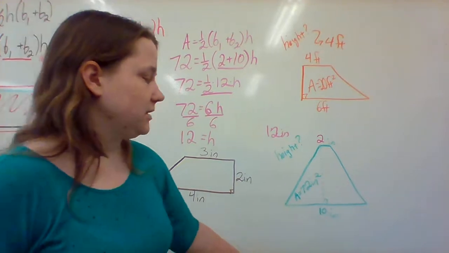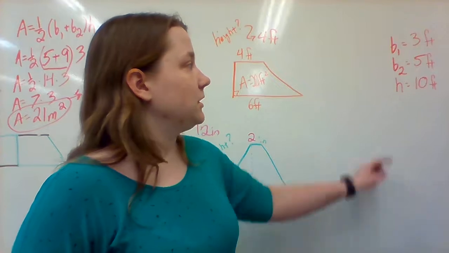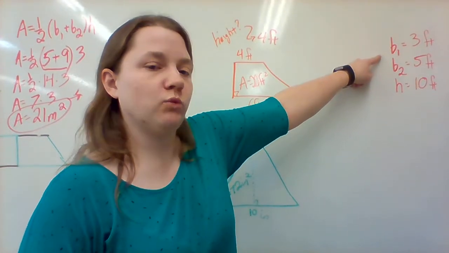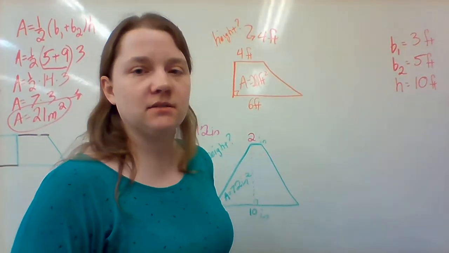On your homework tonight, I would like for you to find me the area of a trapezoid with a base 1 of 3 feet, a base 2 of 5 feet, and a height of 10 feet.